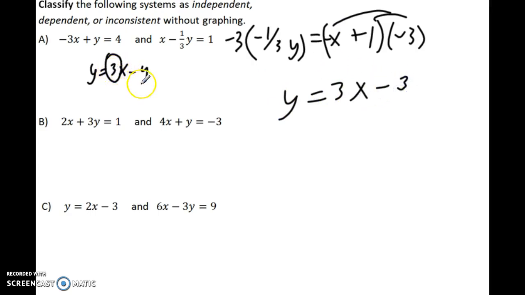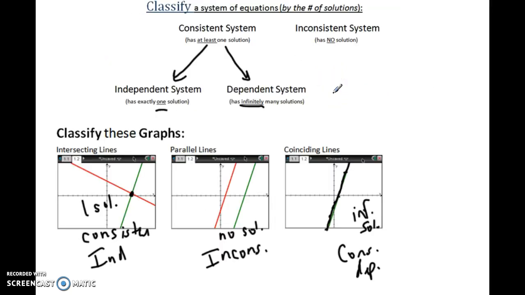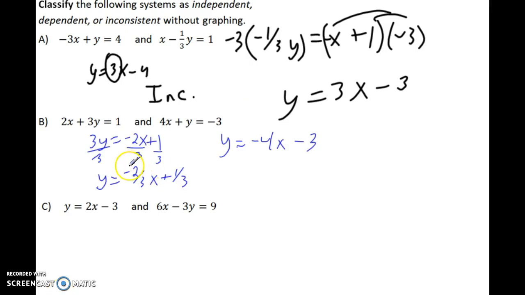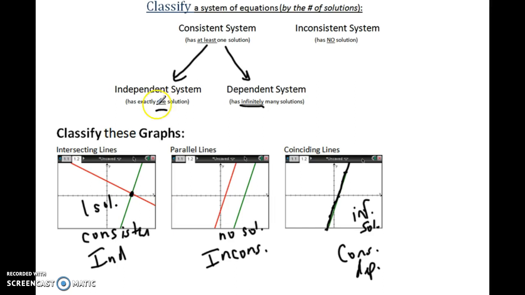So this is a positive 3, this is positive 3. They're different y-intercepts. So those must be in an inconsistent system, because there is no solution there. Here you can see that we have a slope of -2/3 and a slope of -4 when you solve them for y. So they're going to have different slopes, which means they would cross and have one solution, which again means consistent and independent.